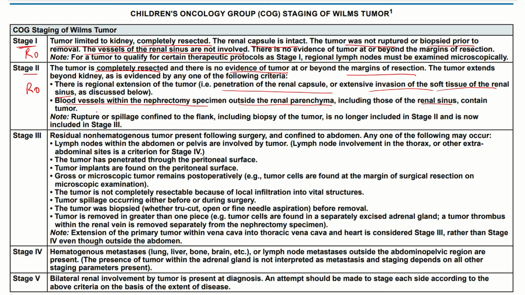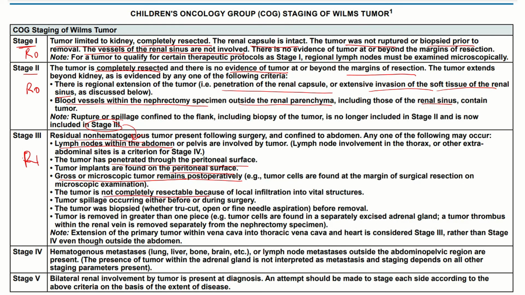Earlier, intra-op spillage or rupture or biopsy was considered as stage 2, but now they are considered as stage 3. Residual non-hematogenous tumor is present following surgery. So stage 3 is an R1 resection. Lymph nodes within the abdomen are involved, and the tumor has penetrated through the peritoneal surface. Tumor implants are found on the peritoneal surface. Gross or microscopic tumor remains postoperatively.